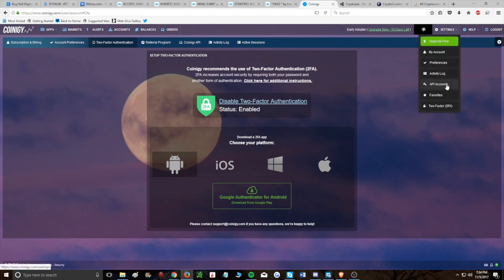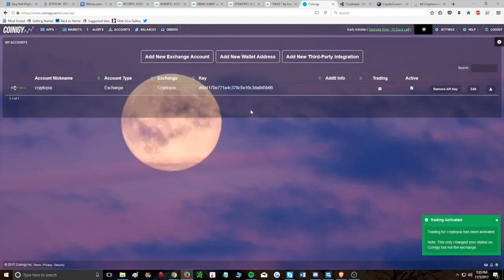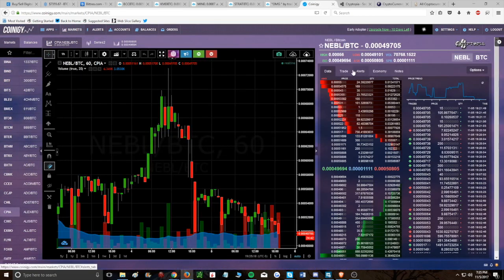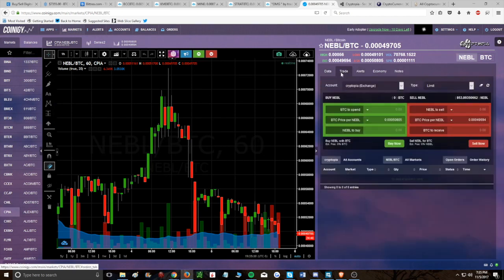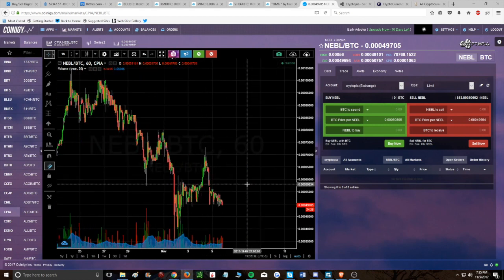So now we're going to go back to API accounts and enable trading. Cool. So now I should be able to trade from my Quadriga account, and let's see if it puts some of my balance on there. Yep, there's 853 Nebel, and that's currently how much I have in my Quadriga account, so cool.